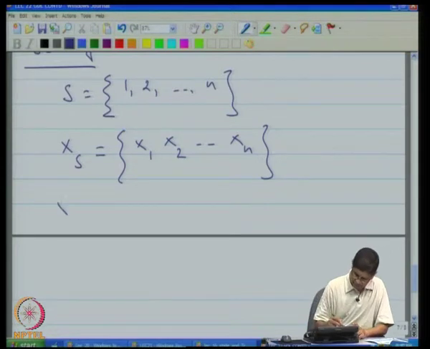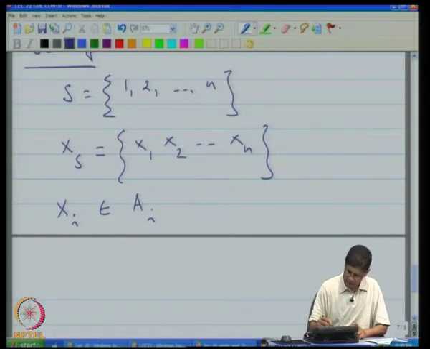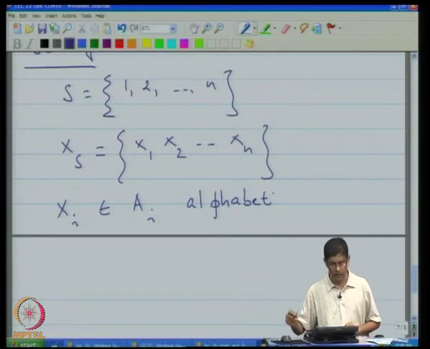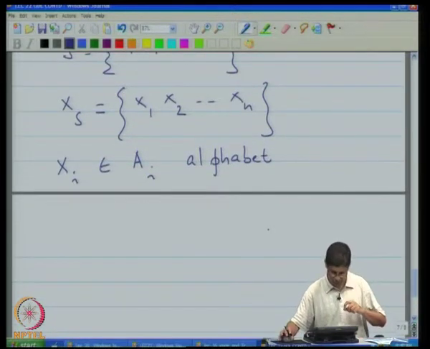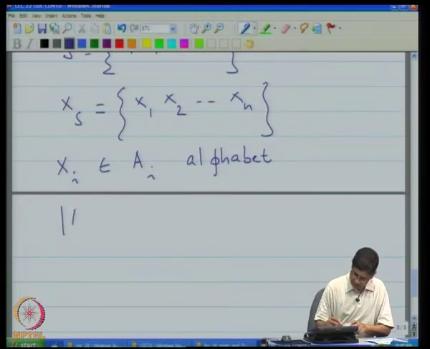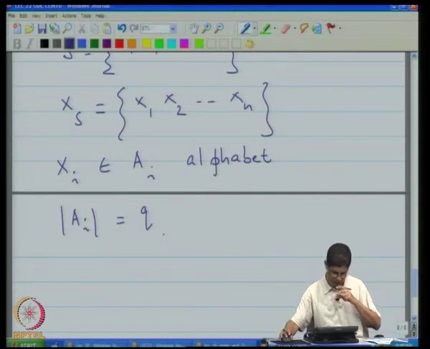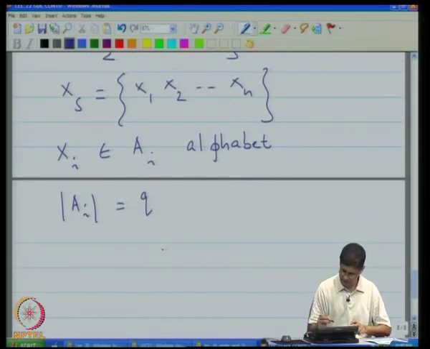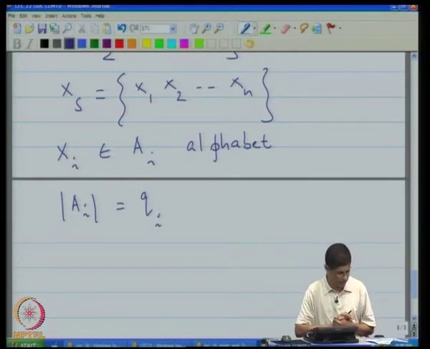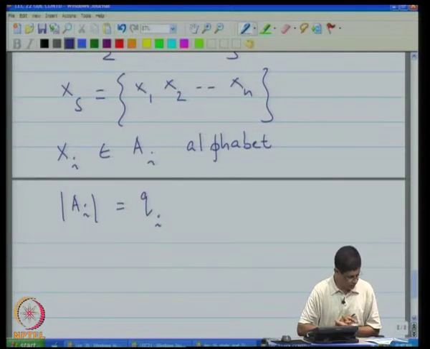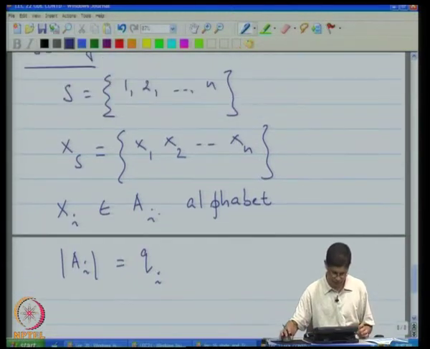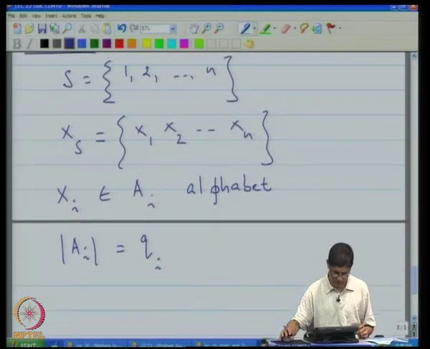Each x_i will take on values from an alphabet A_i. So, this is the alphabet of the variable x_i. The size of this alphabet A_i will be q, and I could write q_i, and in fact we will. Okay, so that's that.